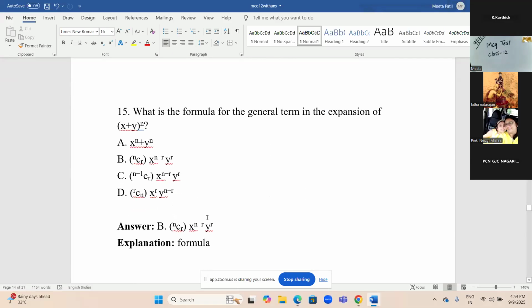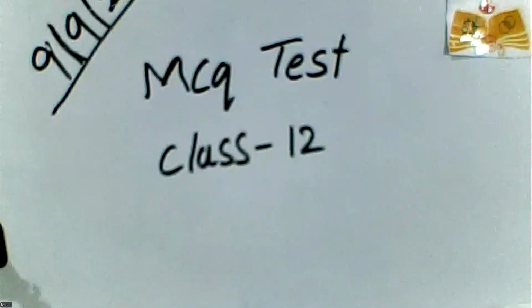So here you have the 15th one. This is your general formula for the expansion of x plus y power n. What is that expansion? nCr into x power n minus r into y power r. The option B is the correct answer. This is your general term, so that you have already learned and you will use as a formula over there.